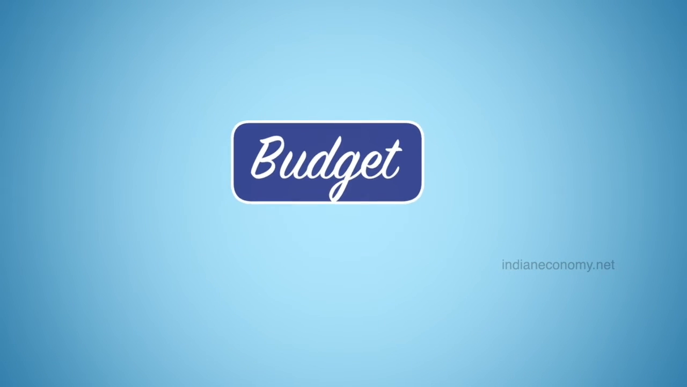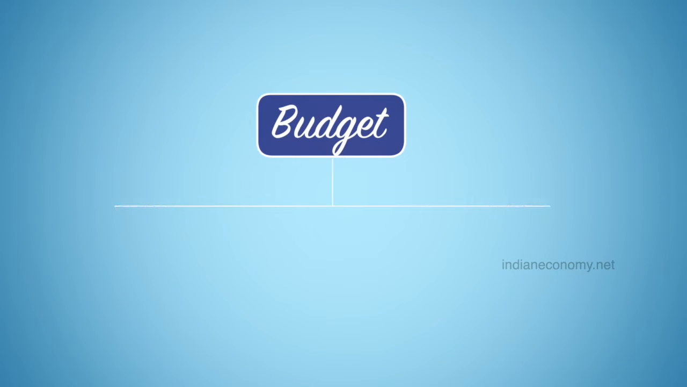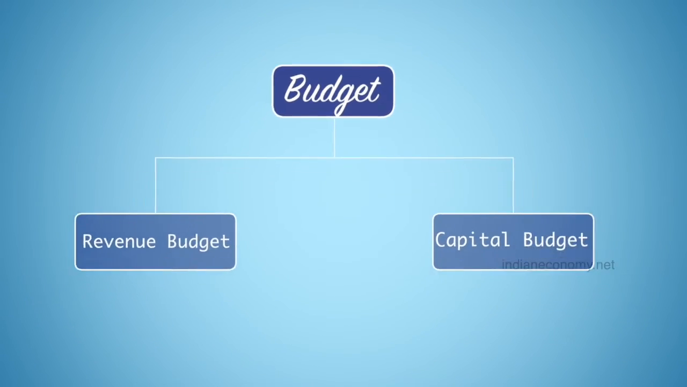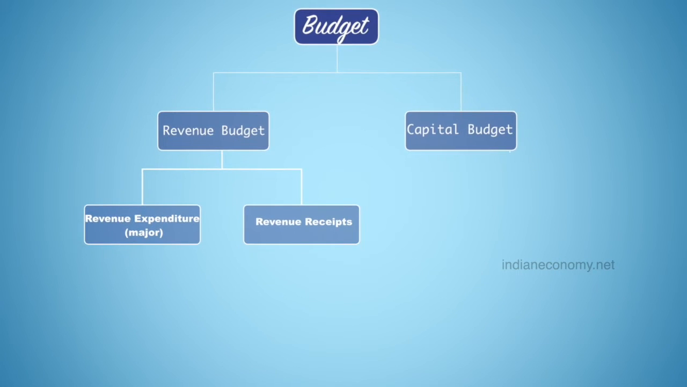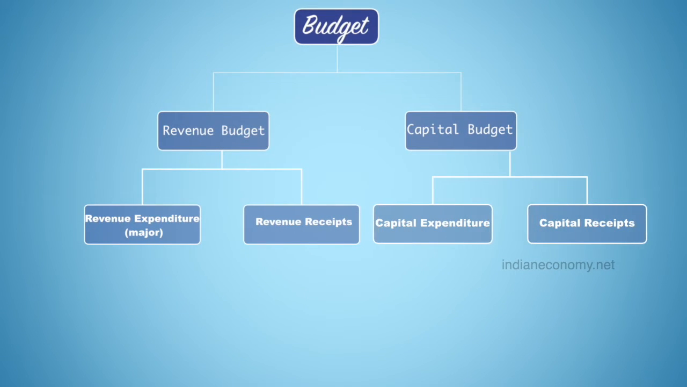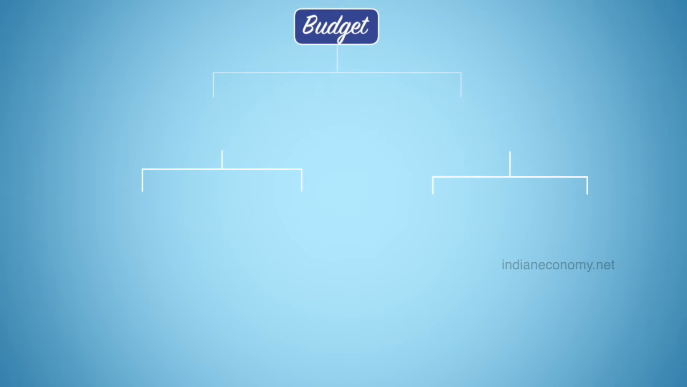Before going to the details of capital receipts, we should understand that the government budget is divided into 2 components, revenue budget and capital budget. All expenditure and receipts are categorized under revenue budget and capital budget. So there is revenue expenditure and revenue receipts. Similarly, there is capital expenditure and capital receipts. The flowchart here shows the 2 components of the government's budget, revenue budget and capital budget. The revenue budget has revenue expenditure and revenue receipts, whereas the capital budget has capital expenditure and capital receipts.